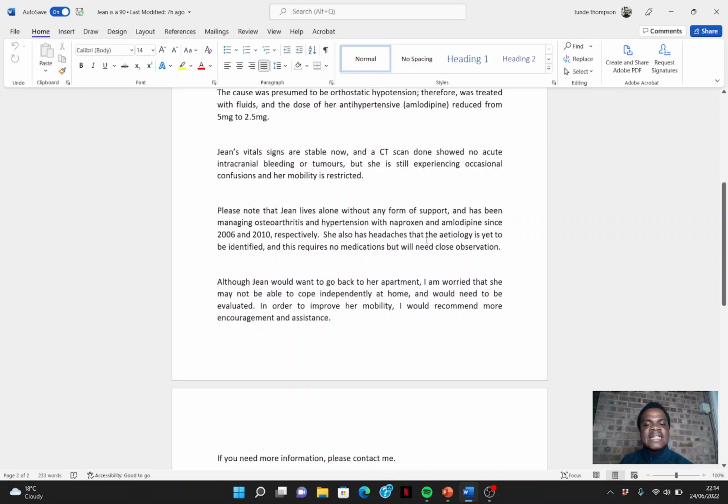She also has headaches, and the etiology is yet to be identified, and this requires no medication but will need close observation. I think in the case note there, they use monitoring, but I said close observation here. In the case note, they said the etiology is unknown. Here, I said the etiology is yet to be identified. So just go through this case note and see how I paraphrase, the different paraphrasing skills that I used in this case, in this letter writing.